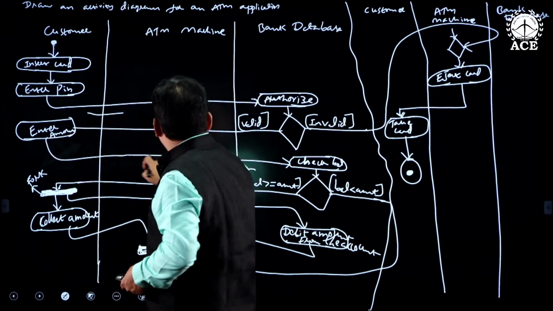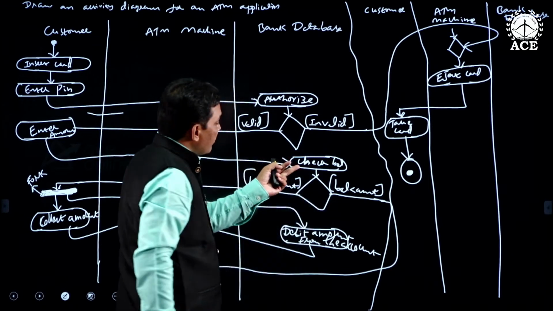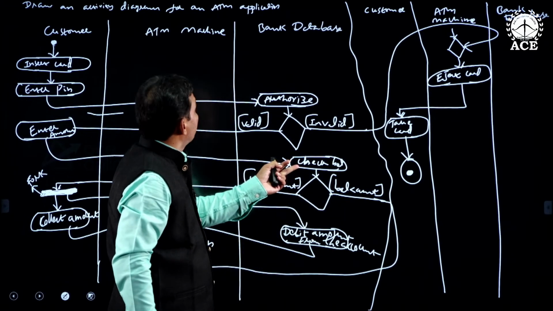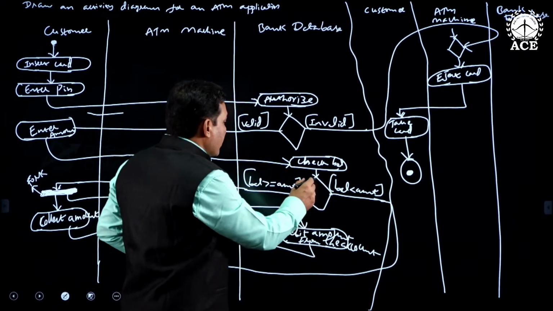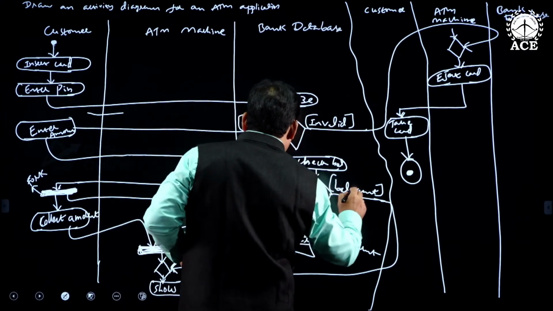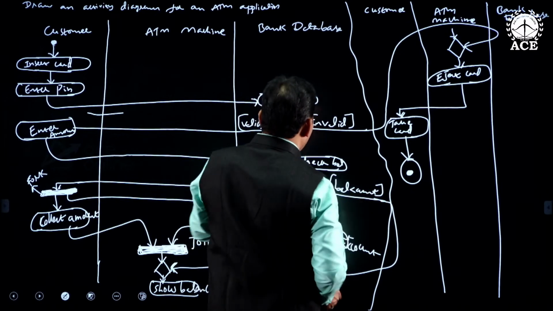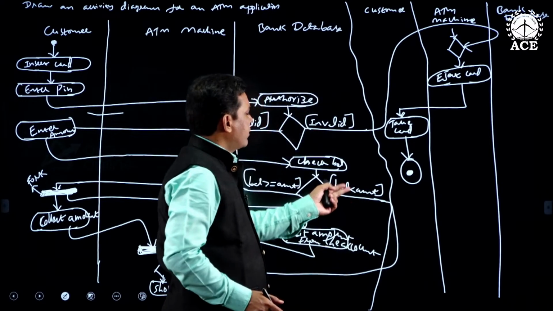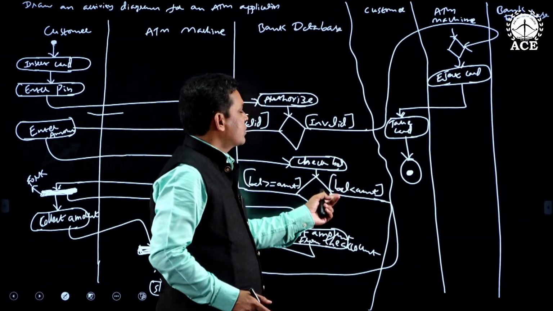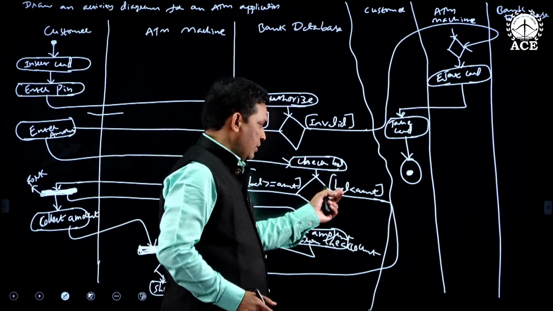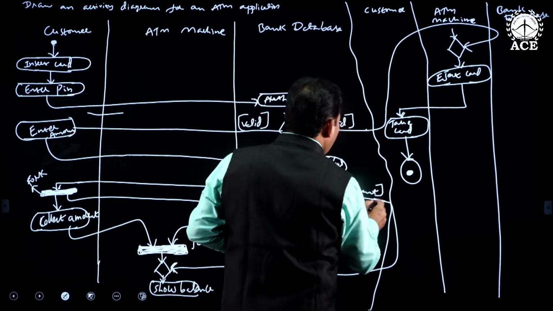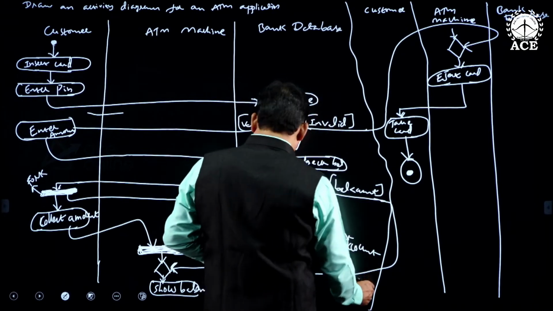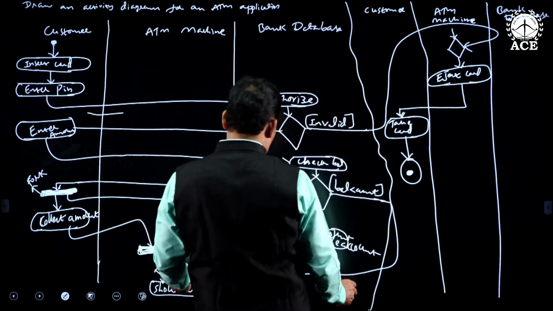The customer has entered the amount, so balance checking will take place at the bank database. The ATM machine connects with the bank database, and if the balance is less than the amount you entered, for example you entered 10,000 but in your account you have just 5,000, what will happen? It will show you the balance: you have less balance.